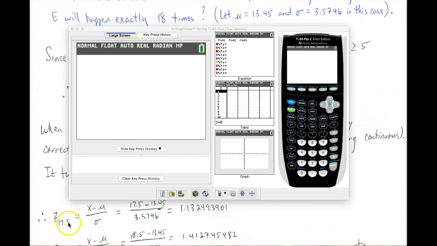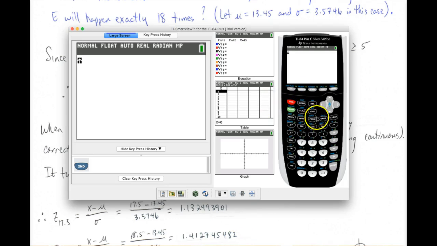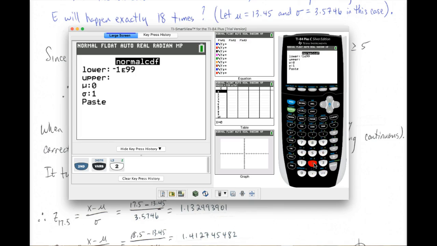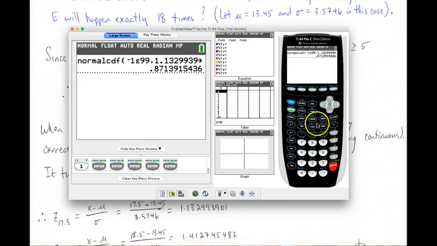Since we already have these z-scores, I'm going to go ahead and use the z-score to be able to calculate this. So we'll go to second, vars, and then we'll choose option 2 again. Part of the reason why I want to just use a z-score is because, do you see, I already have my population mean being 0 in terms of z-score and my standard deviation being 1. Since we've already gone through the pain of calculating this, we're going to use that number. So we come here, and that'll just be 1.132993901. And everything else pretty much stays the same. And we see we get this value here of 0.8739, so on and so forth.